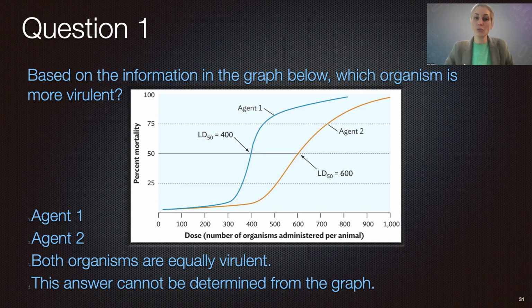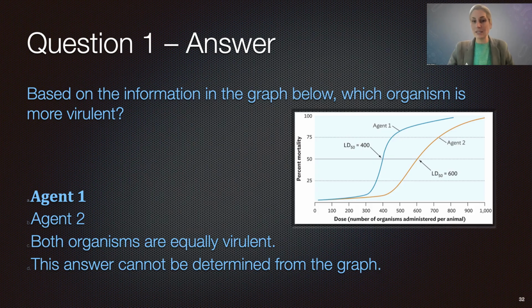Okay, it's going to be agent 1, which is more virulent. We see its LD, lethal dose at percent mortality, 50, reaches here at only about 400 microorganisms, where the LD for agent 2 is 600, meaning you need a lot more microorganisms to cause an infection and to cause mortality rates in agent 2 than you do in the LD 50 at 400 microorganisms for agent 1. So agent 1 is more virulent because you need less microorganisms to cause mortality.